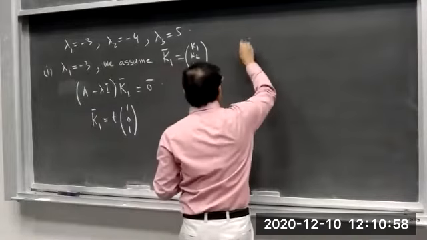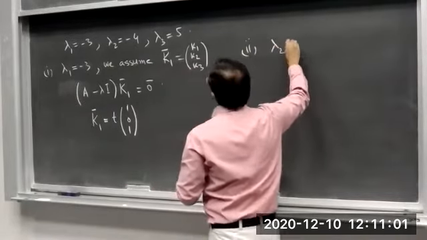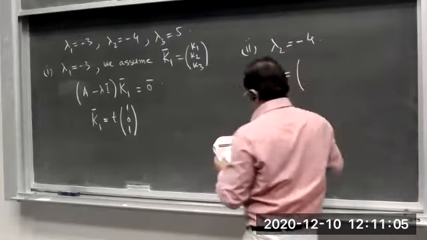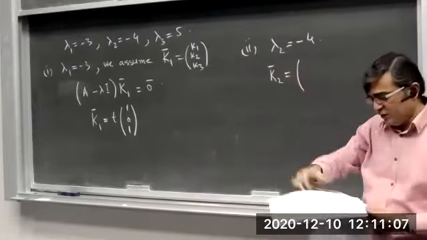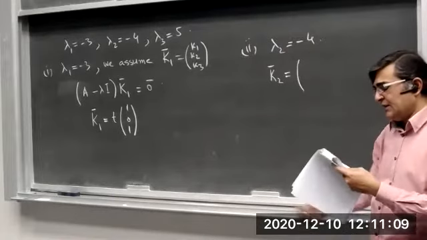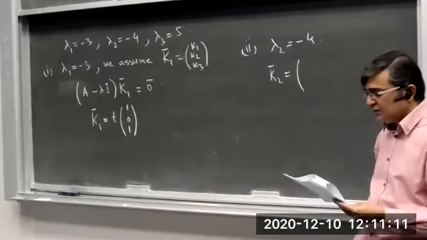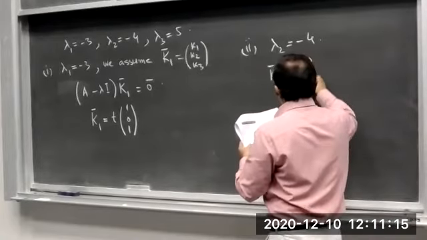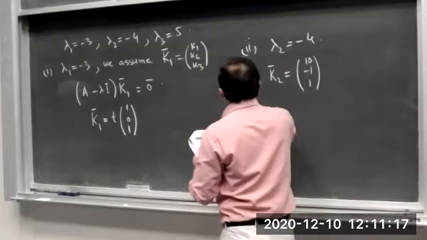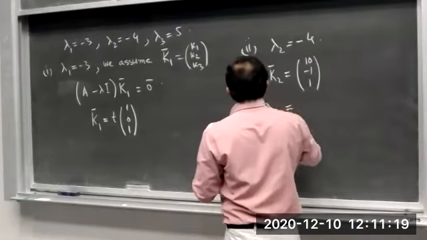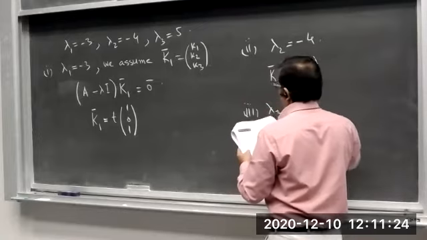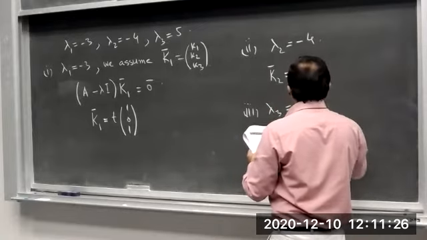And corresponding to lambda 2, which is -4, we obtain K2, which I hope you can find. I have explained how to find these vectors in the previous lecture. It is 1, 0, -1, and corresponding to lambda 3, we obtain K3, which is 1, 8, 1.